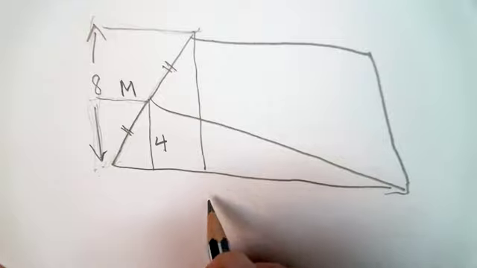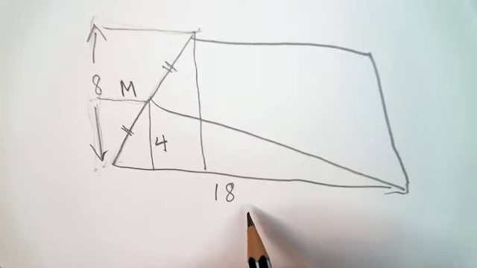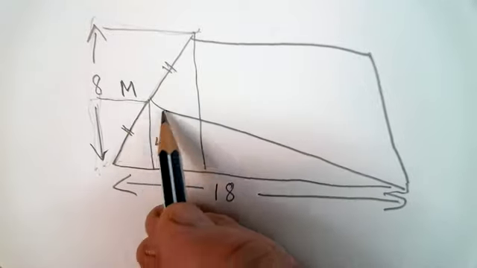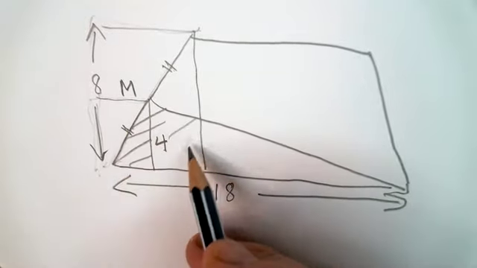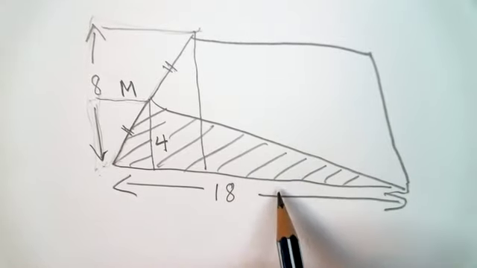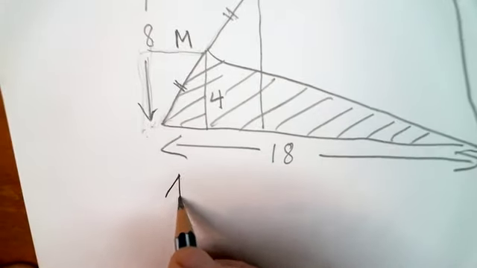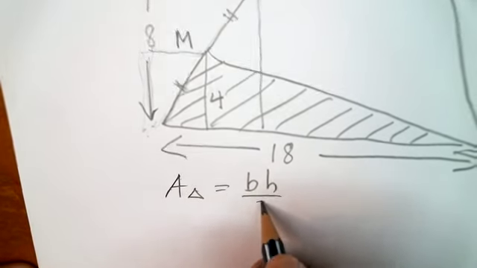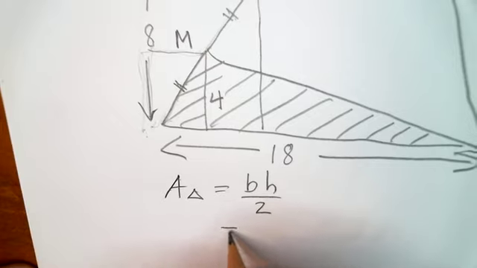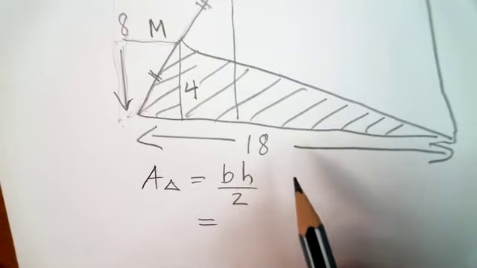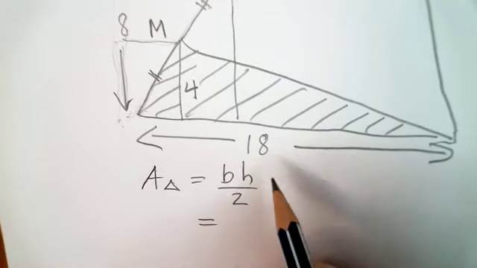Now we know that this is 18 along the bottom here. So if we were going to find the area of the triangle, I'm just going to shade the triangle here so you can see which bit I'm going to be calculating. The area of the triangle is half base times height. In this case, 18 times 4 divided by 2 is going to be 36.